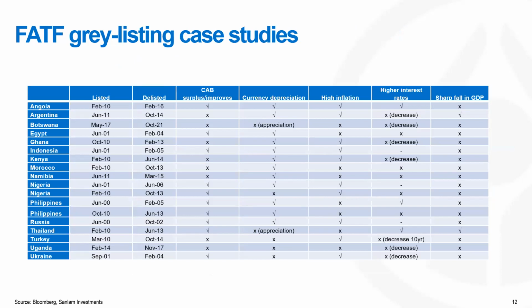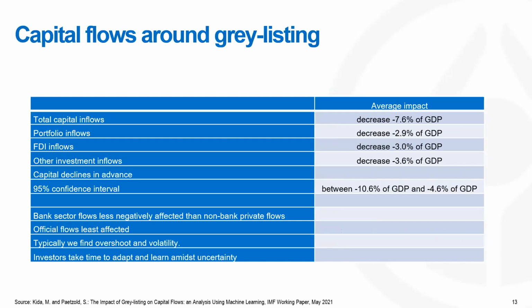Now, we went through a range of grey listing case studies. I'm not going to take you through each one, and quite a lot of them are on our continent. And we find that there's no consistent pattern, that you don't necessarily get all those things, except for one thing that often does come up, and that's that the currency does weaken. It does tend to do that. And I'm sure everybody has also seen the work from Kido and Petzold at the IMF on grey listing and the impact that has on inflows. They came up with some fairly large numbers.